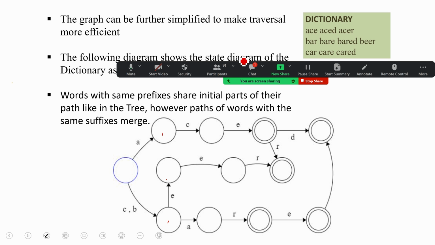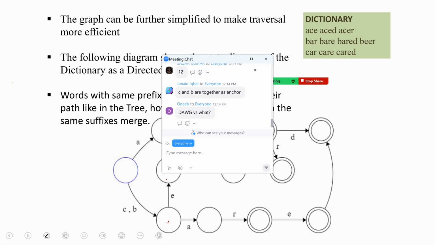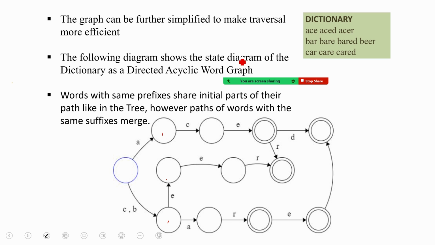From a search perspective, this takes a little getting used to, because now you have to think differently about how to look for words. So how would search work? A, C, E, and D for aced, and ACER for acer. And then for car, for example, CARE and then CARED, and then CAR just for car. And then BEER for beer.